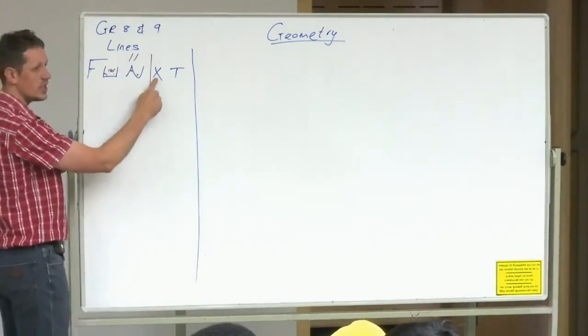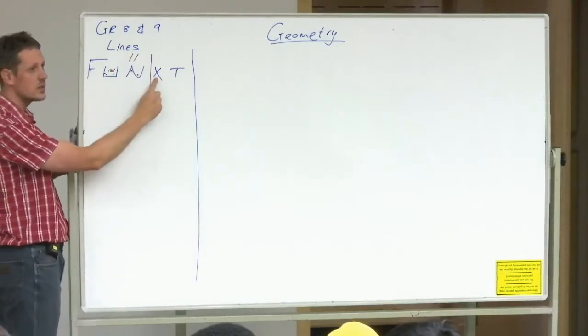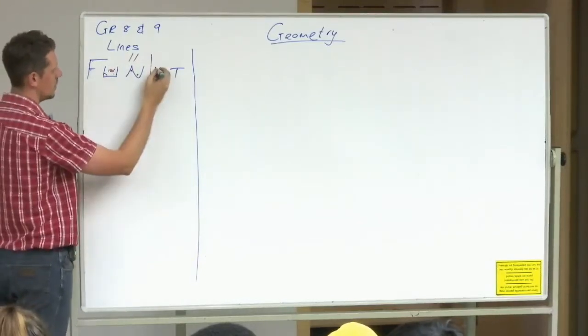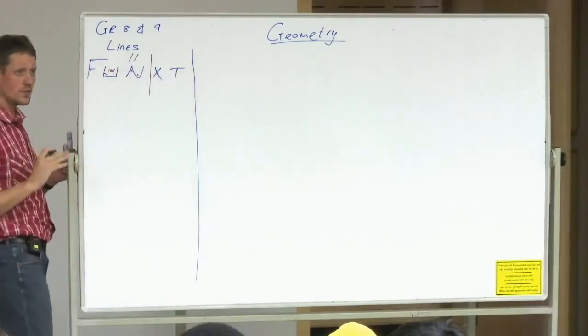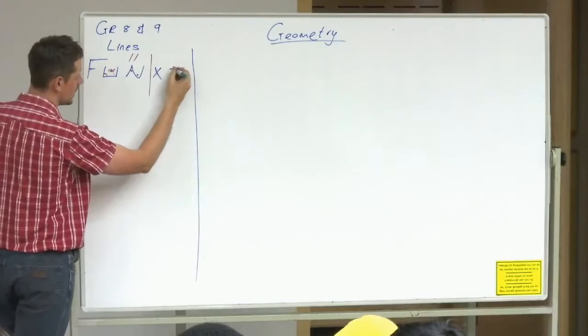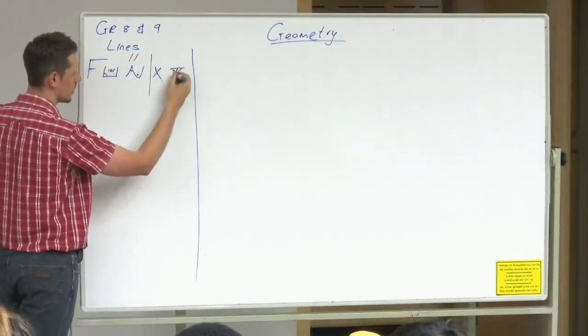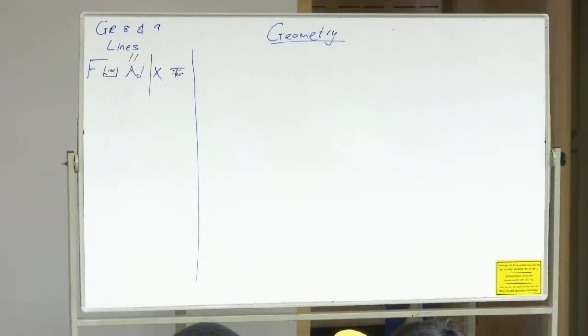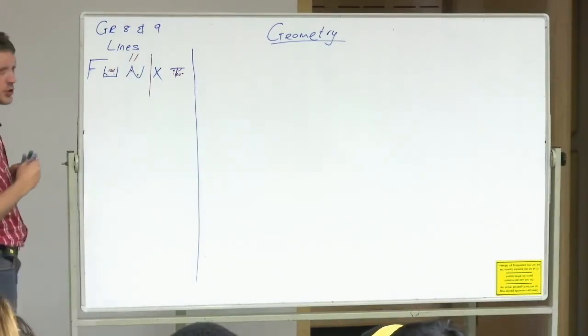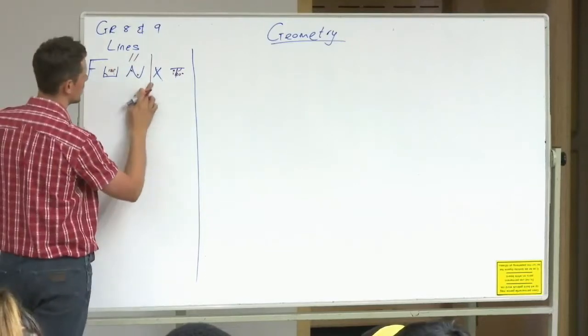The X is vertically opposite. Those 2 angles are equal. The T, I know confused you guys, but it means those 2 angles must add up to 180. So it's angles on a straight line. Okay? There I've got my basic grade 8 and 9 line geometry down.